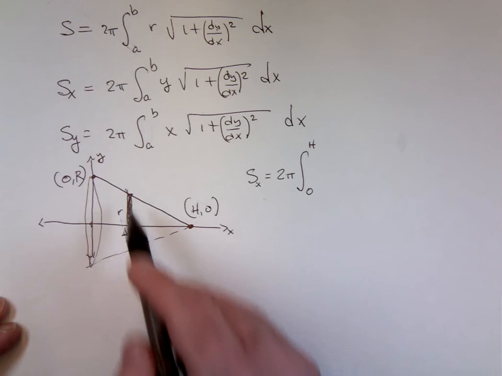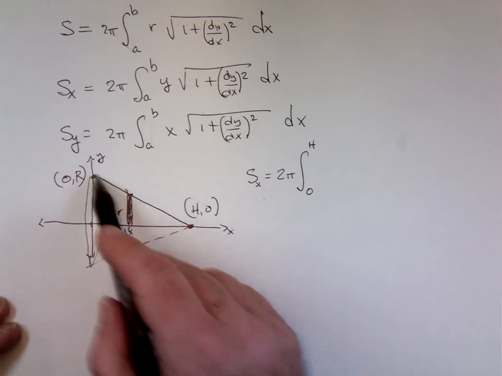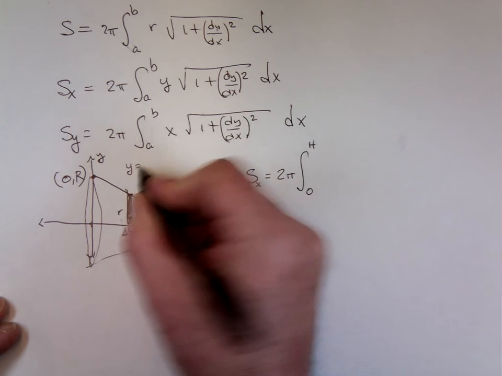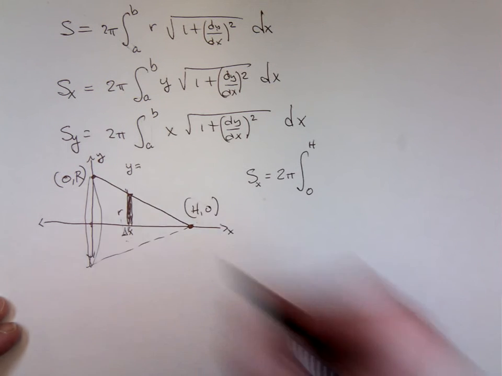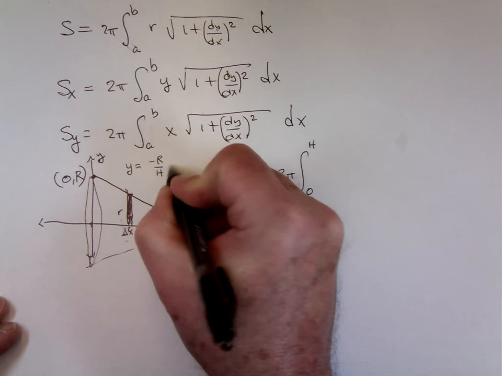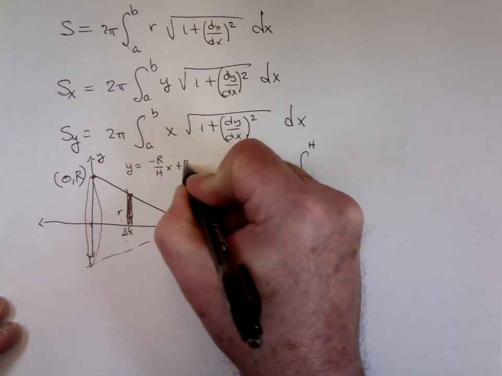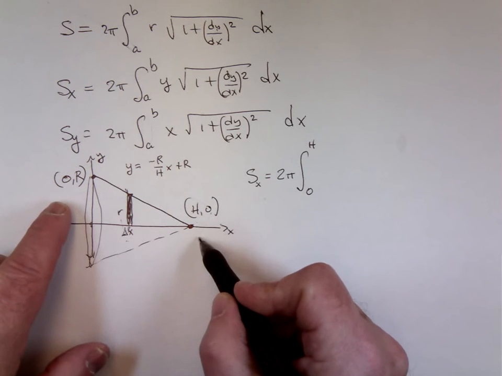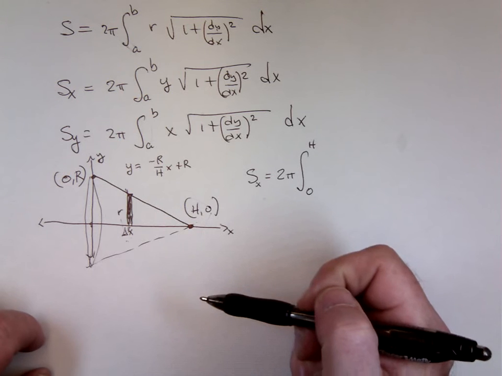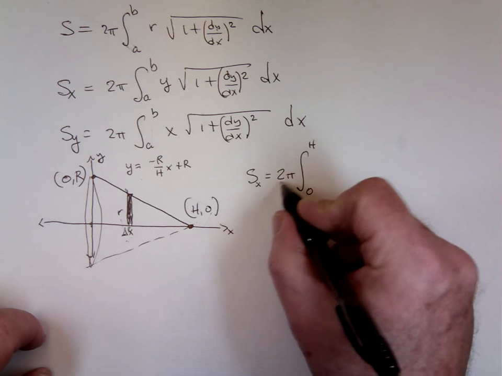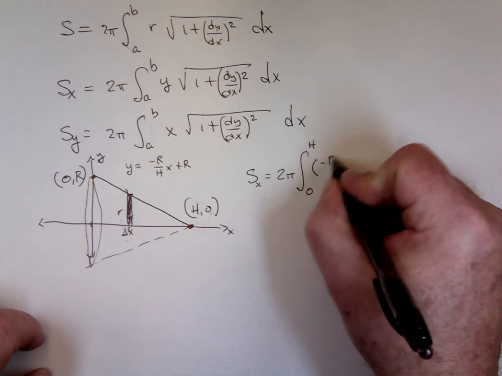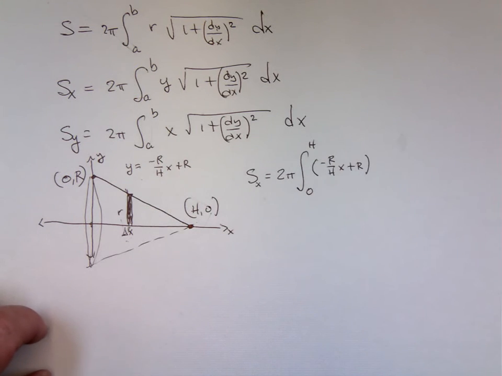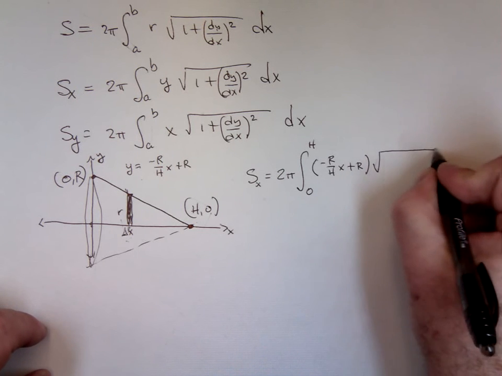I need the equation of this line. The equation of this line is no big deal. y is equal to negative r over h x, plus r. That's the equation of that line. The slope m is change in y over change in x, and the intercept is r. So y is equal to this. So 2 pi, negative r over h x plus r, square root of 1 plus the derivative squared.